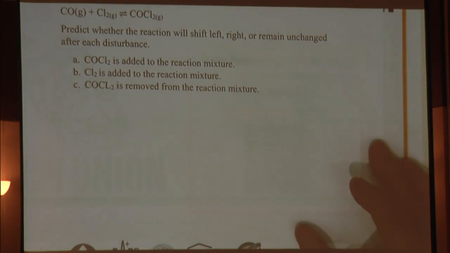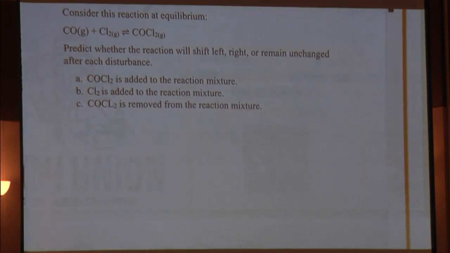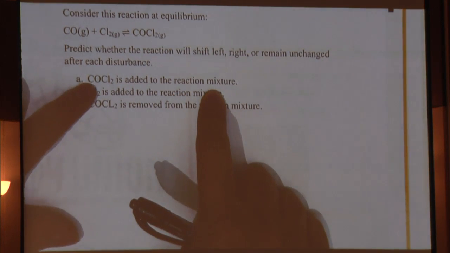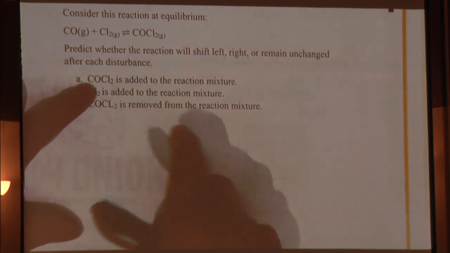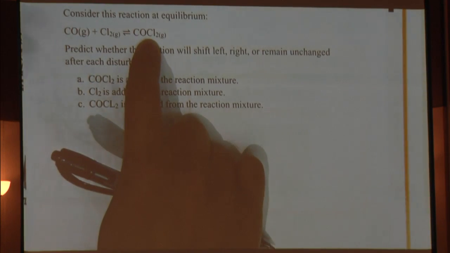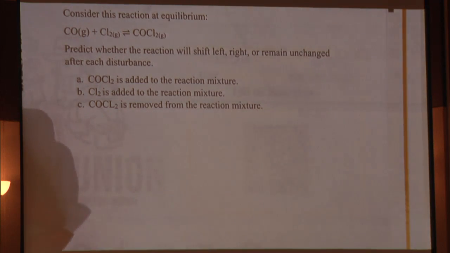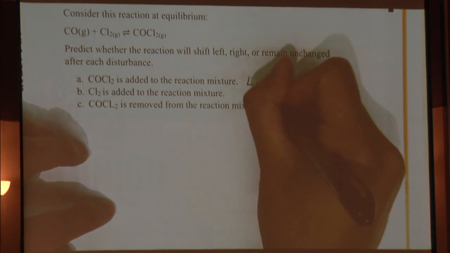This next question is about Le Chatelier's principle. So we need to consider some reaction at equilibrium and predict whether this reaction will go to the left, right, or remain unchanged after each disturbance. So with letter A, we have COCl2 is added to this reaction mixture. This is our product, and so when we add products, we're increasing the rate of the reverse reaction. So this goes to the left.